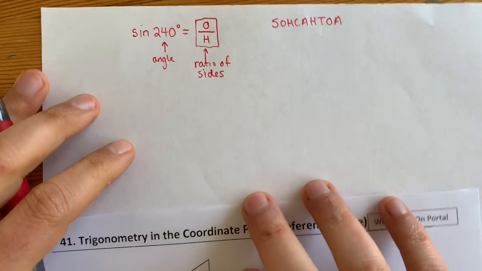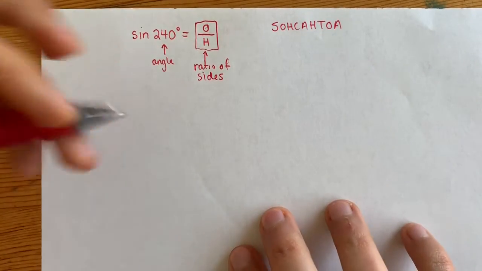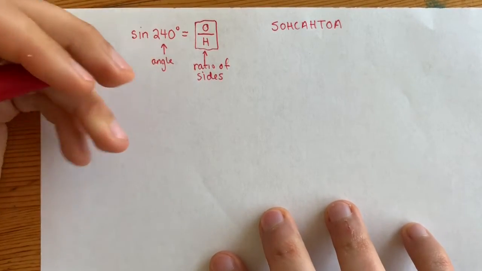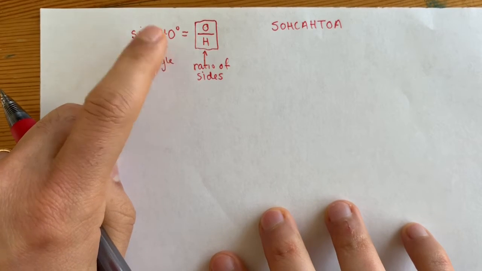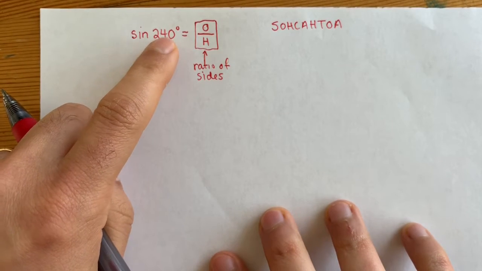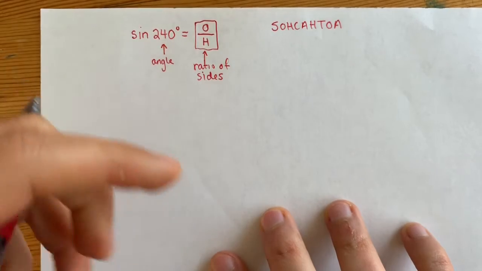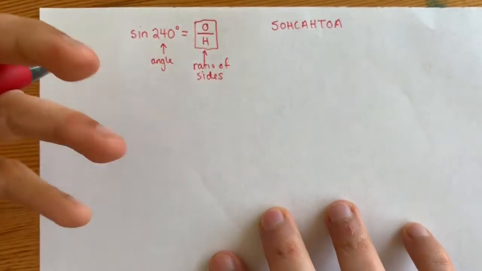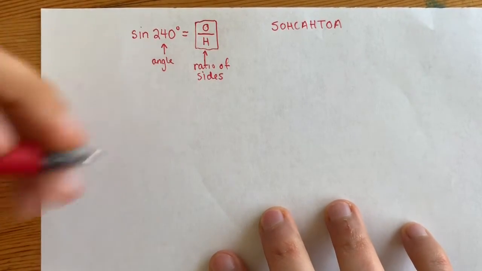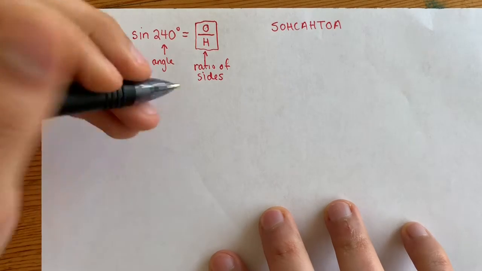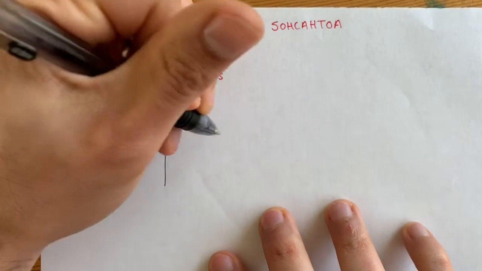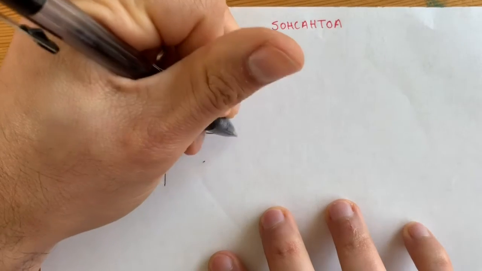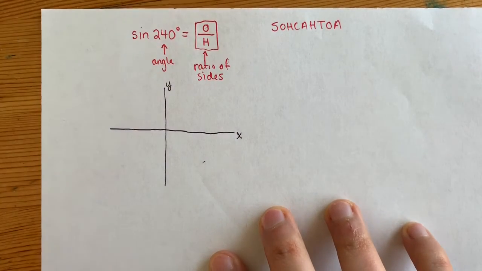So here's how we would solve sine 240. First of all, you might be wondering, how could an angle of a triangle be 240 degrees if any triangle adds up to 180? Well, what we need to do is draw on an XY axis and find where 240 degrees would be located.